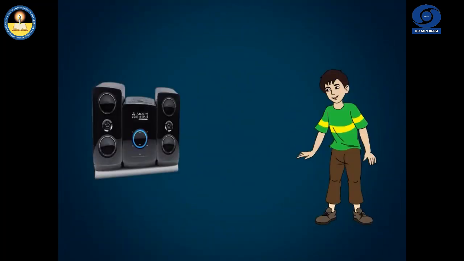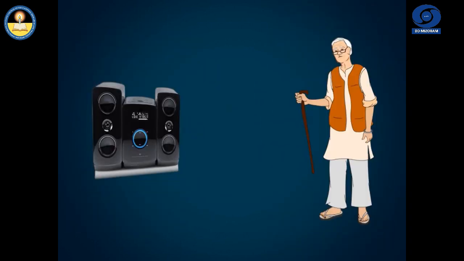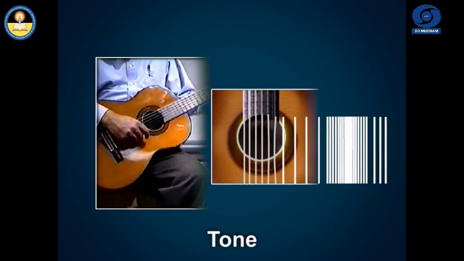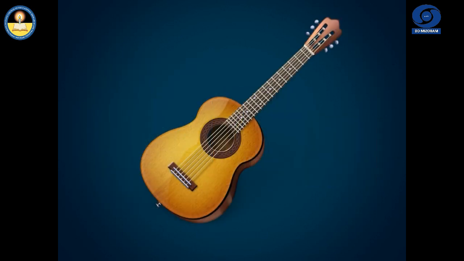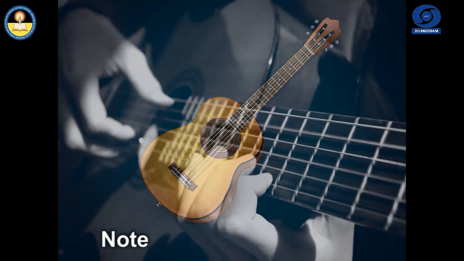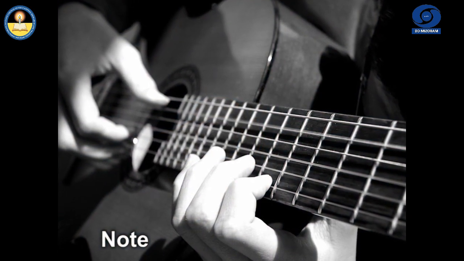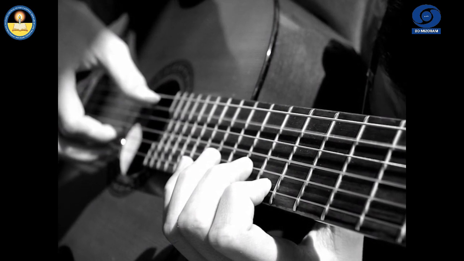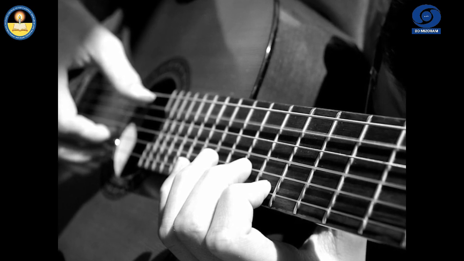The same sound will not be perceived in the same manner by all individuals. Age is one factor that affects the human ear's response to sound. A sound of single frequency is called a tone. The sound which is produced due to a mixture of several frequencies is called a note, and it is pleasant to listen to, such as the sound produced by musical instruments.